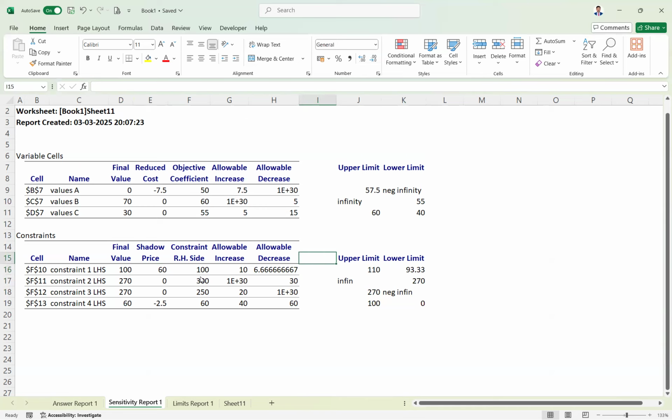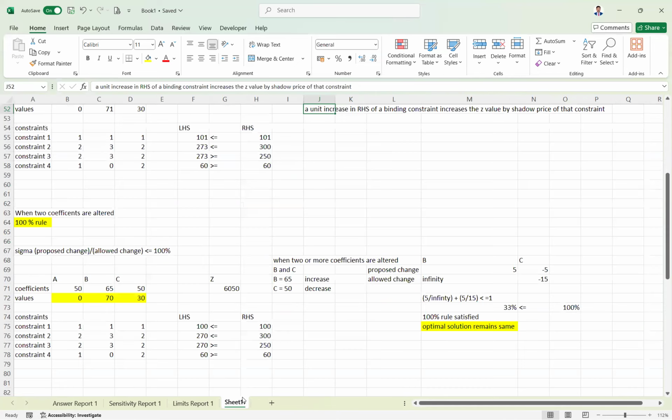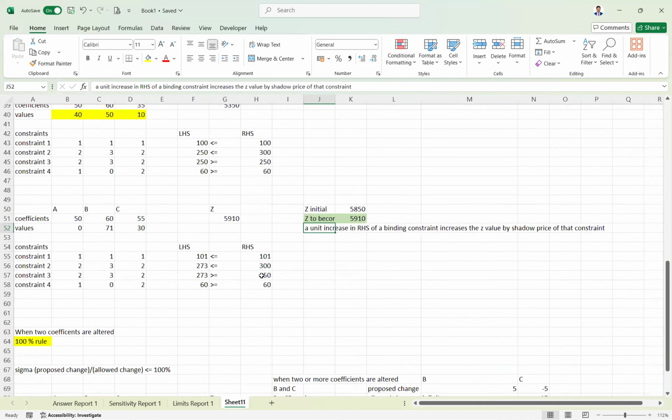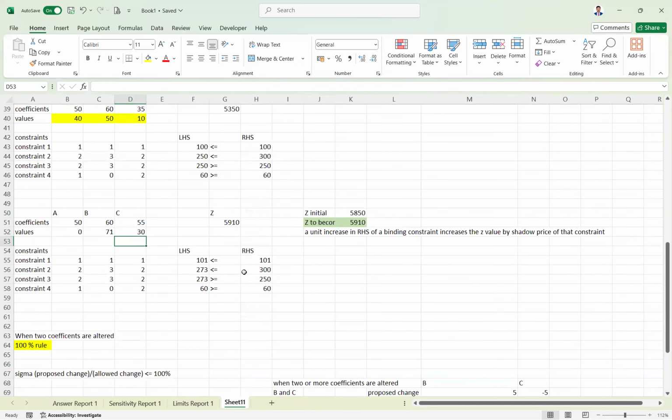So for every unit increase in the right hand side of the constraint, Z value increases by 60. If you are decreasing the constraint, what happens? Z value decreases by the shadow price. For that we have already done one problem in the previous video itself. Here we have increased the right hand side by 1, to 101.